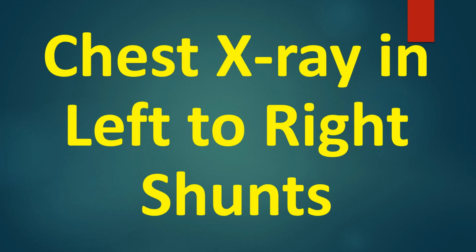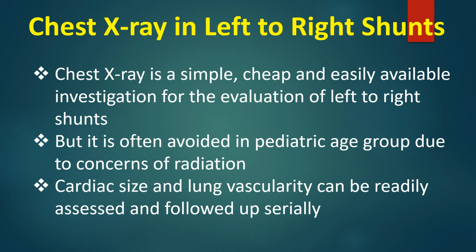Discussion on chest X-ray in left to right shunts. Chest X-ray is a simple, cheap and easily available investigation for the evaluation of left-right shunts, but it is often avoided in pediatric age group due to concerns of radiation. Cardiac size and lung vascularity can be readily assessed and followed up serially.